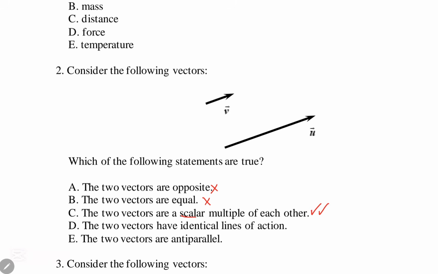Now, the two vectors have identical lines of action. When two vectors have identical lines of action, very simply it means that they act along exactly the same straight line. In this case, they are not doing that, so this is the wrong answer. So part E, the two vectors are anti-parallel. What does it mean anti-parallel? They are parallel to each other, but they're going in opposite directions, which is not true. So in this case, the only correct answer would be what? It would be C, okay?